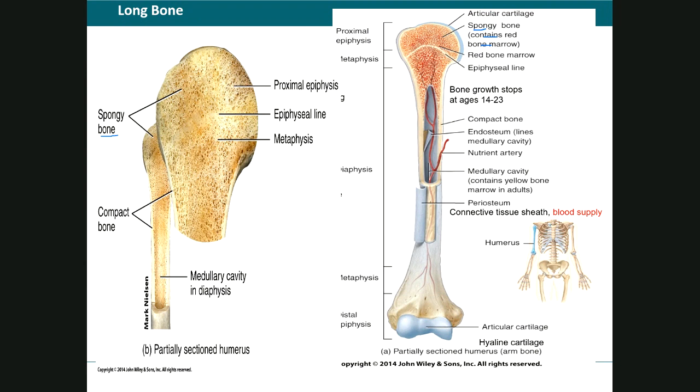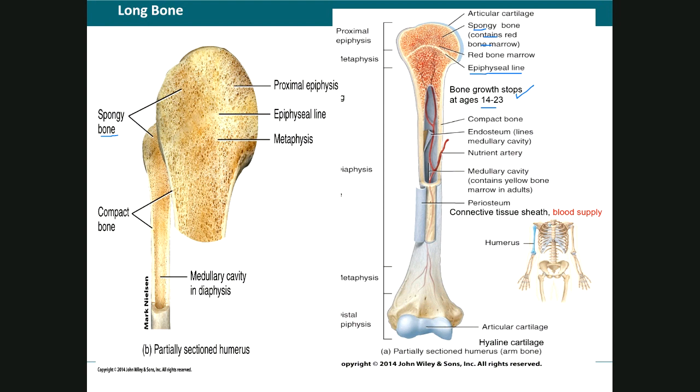Within the metaphysis is where we have either the epiphyseal line or the epiphyseal plate. How I remember it is, plate is in children, like they want to play, and the line indicates that the bone has stopped growing. It could be from ages 14 into your early 20s.